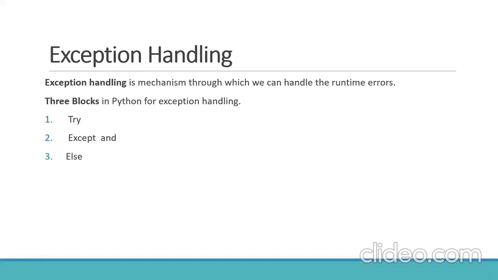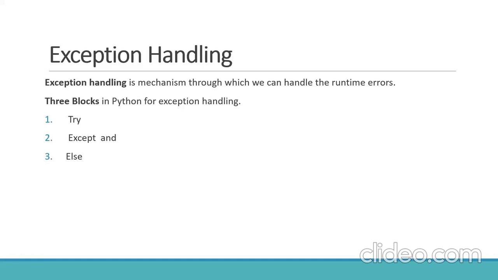So next we will talk about exception handling. So exception handling is a mechanism through which we can handle the runtime errors. Python has 3 blocks: try, except, and else. We handle exception with the help of these 3 blocks.